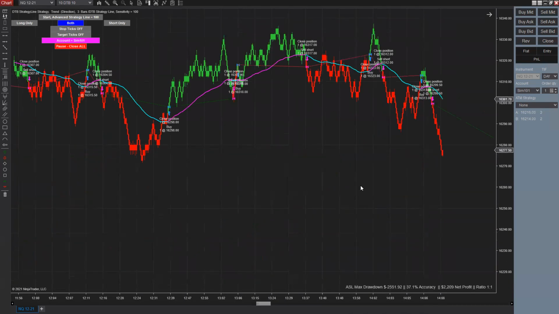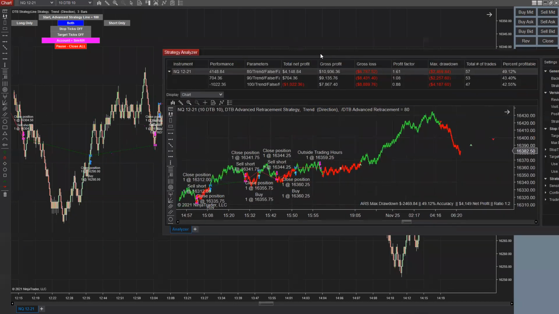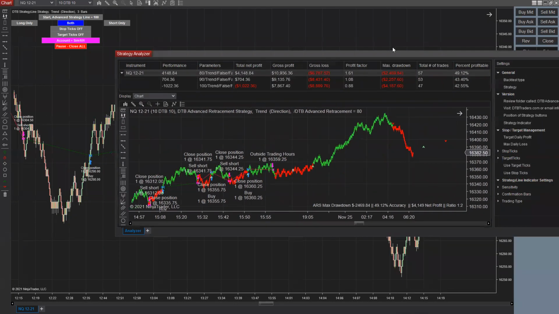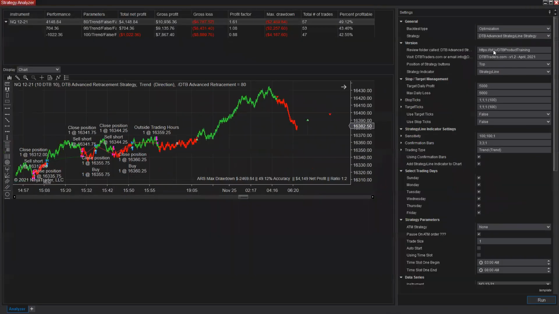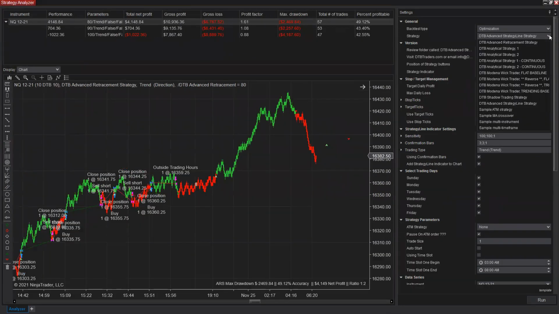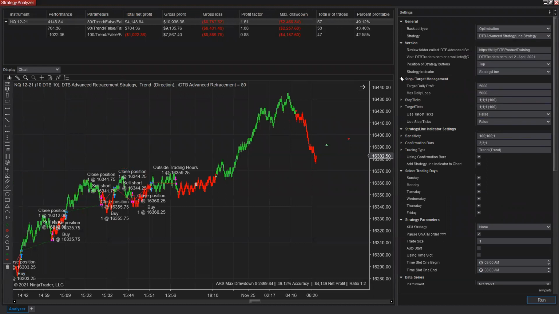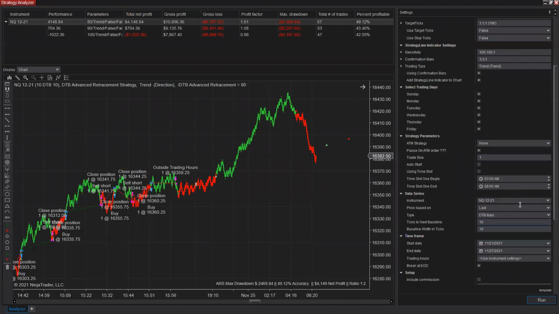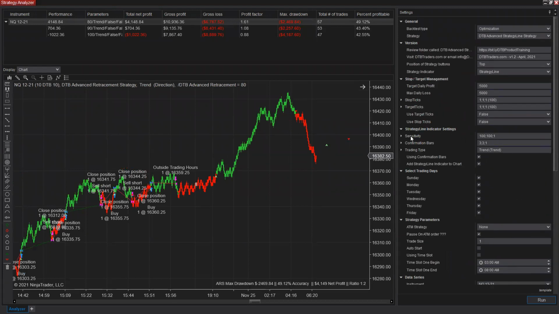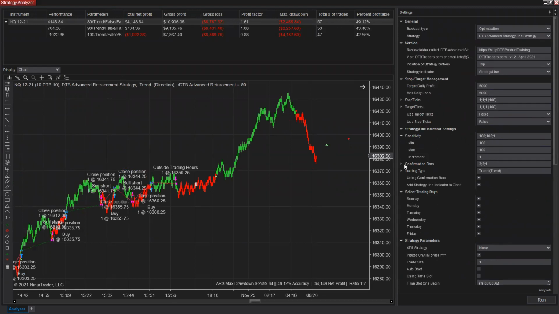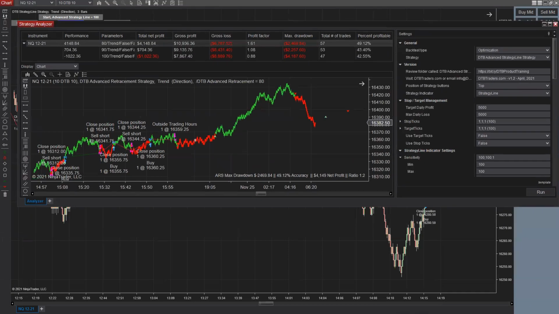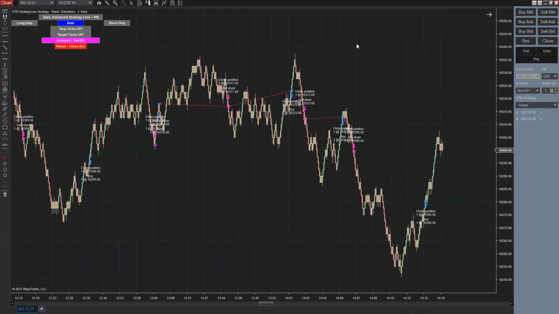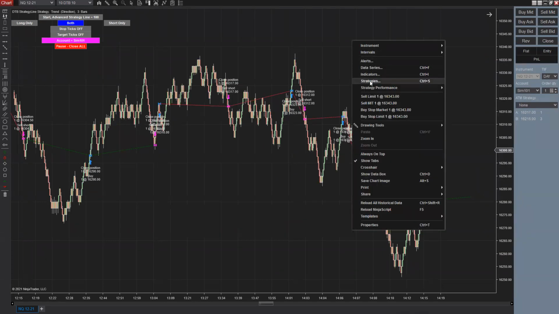We haven't optimized this. So again, this strategy can be put through the strategy analyzer, where you can select your very specific values to optimize. So you can go in here and choose your values to optimize, which are the sensitivity and the confirmation bars. So confirmation bars is how many bars after the price crosses over the line will it enter a position.